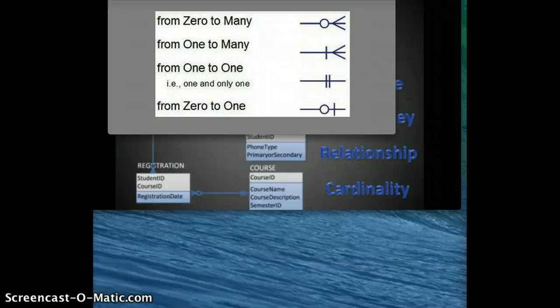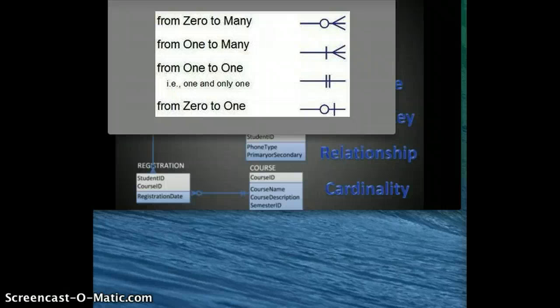And these are the symbols. So basically, you can see 0 to 1, 1 to 1, 1 to many. And many to many would be these crow's feet on both sides. So that would be a many to many relationship. I don't know if that makes sense, but it's pretty straightforward. As long as you remember these things, 0 to many, 1 to many, 1 to 1, 0 to 1, and then remember that many to many is crow's foot, you should be fine on cardinality of relationships.